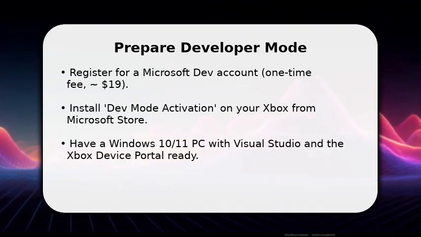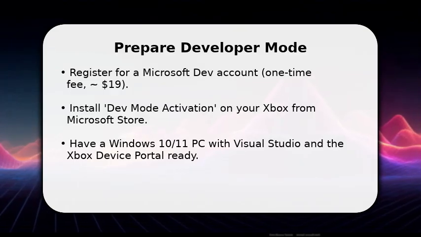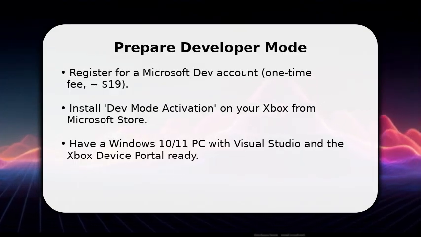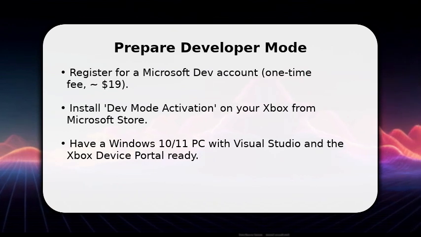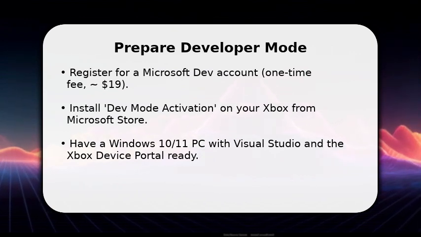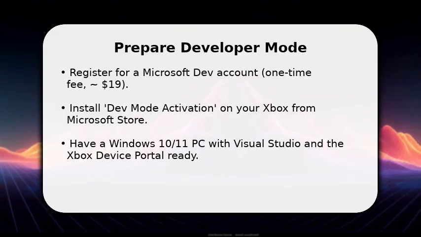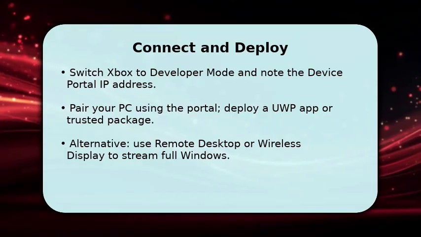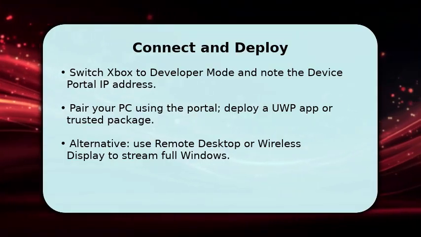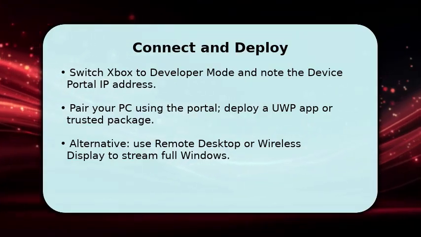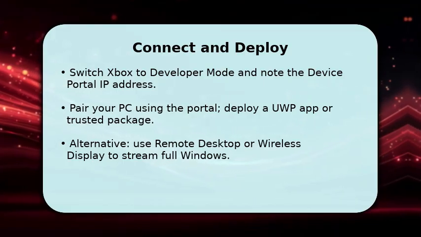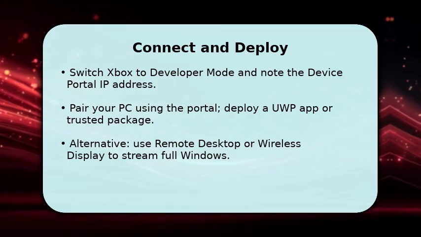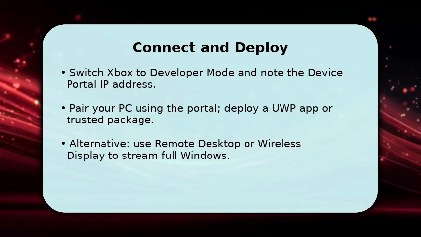Once done, make sure the console and PC share a wired or reliable Wi-Fi network to speed up deployment and avoid connection errors. With developer mode active, open the Xbox device portal webpage at the console's IP. Pair your PC by entering the portal PIN, then use Visual Studio to deploy a universal Windows platform package to the console. That's how you run desktop-style apps on Xbox.